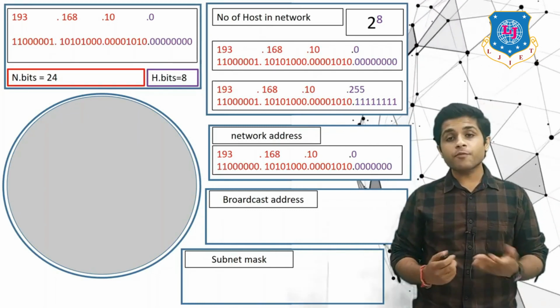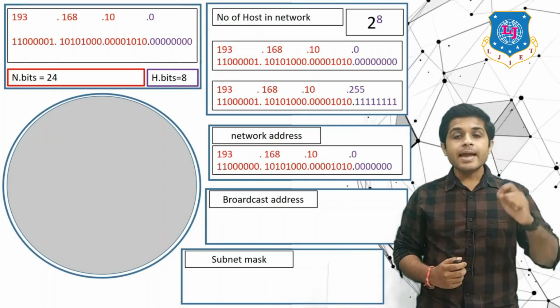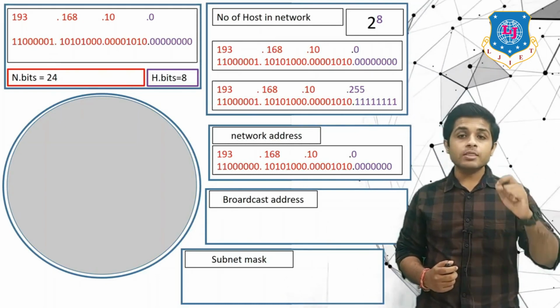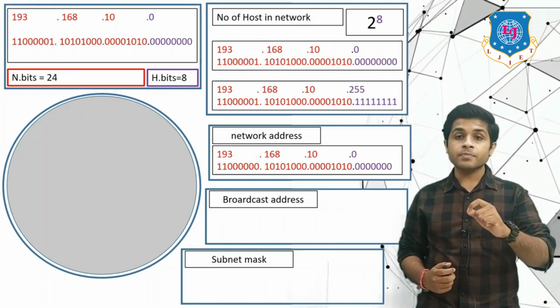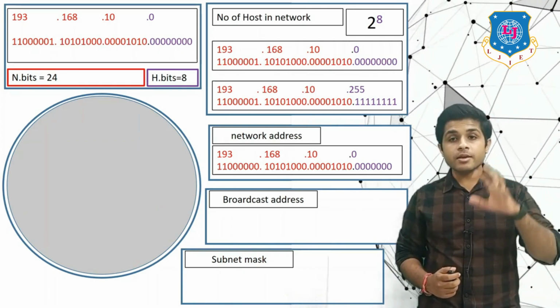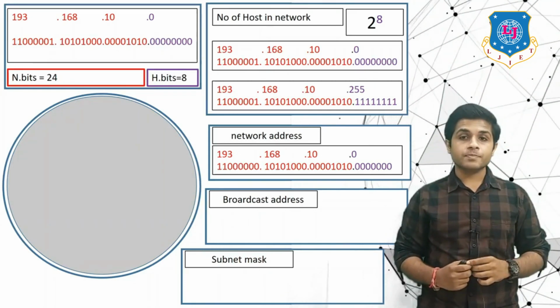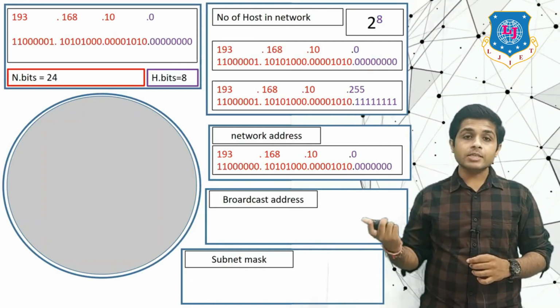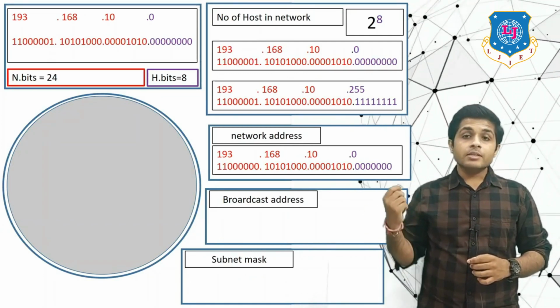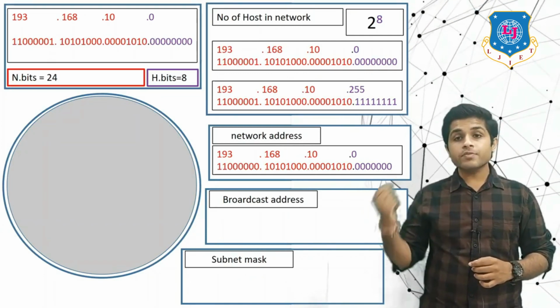Now what is the meaning of broadcast address? Any message sent to the address 193.168.10.255 will be received by all the devices in the network. It means that any message sent to the last address of the network will be received by all the devices in the network.